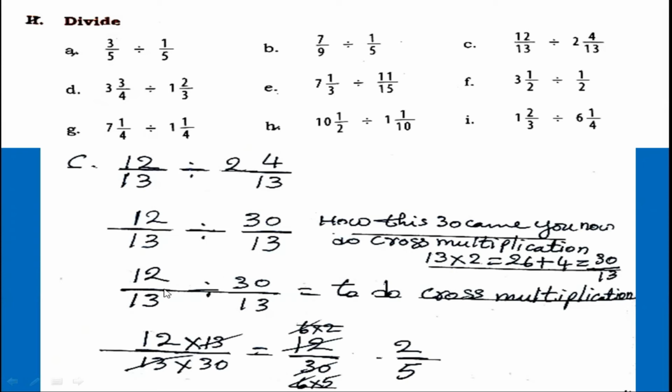Now 12 by 13 divided by 30 by 13. If we do the cross multiplication, our final answer will be 2 by 5. Do the rest of the sums.